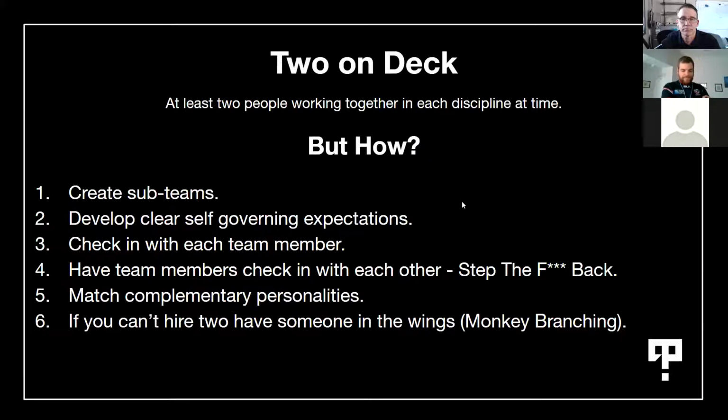Matching complementary personalities is really important for this. And if you can't hire 2, have someone in the wings, monkey branch to them if you need to. Meaning, if you have a really small team, my team right now is 8 to 10. I have contractors who are always there in the wings that I'm working with. But at certain points, it will constrict down to having maybe 5 core team members. And if that's the case, then I'll always still communicate with people that I really like and enjoy in order to see how they could come in later when we have more funding, that type of thing.